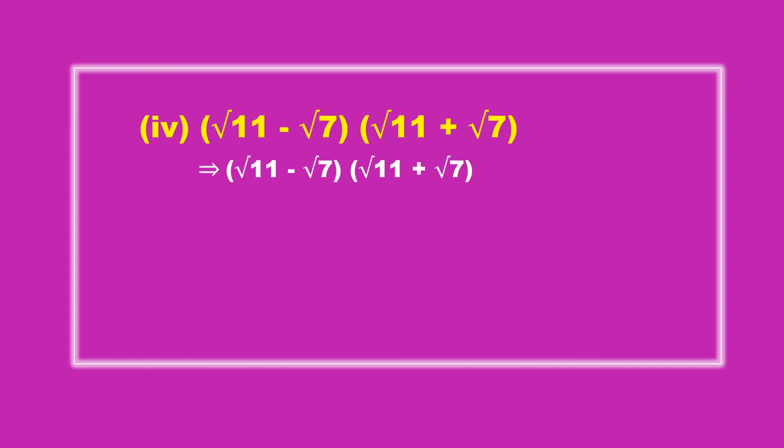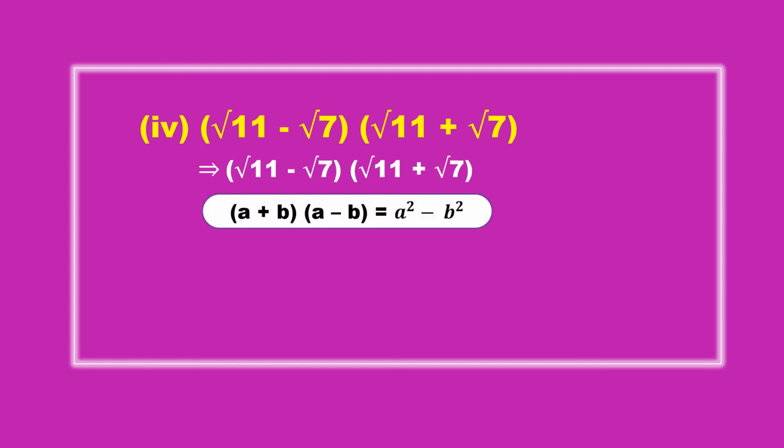Here we are using the property a plus b into a minus b, which is a square minus b square. Here my a is root 11, so I wrote root 11 whole square, and my b is root 7, so root 7 whole square. When root and square get cancelled, you will get 11 minus 7. Both are rational numbers, so we can simplify them. 11 minus 7 is 4. So here is your answer for root 11 minus root 7 into root 11 plus root 7.